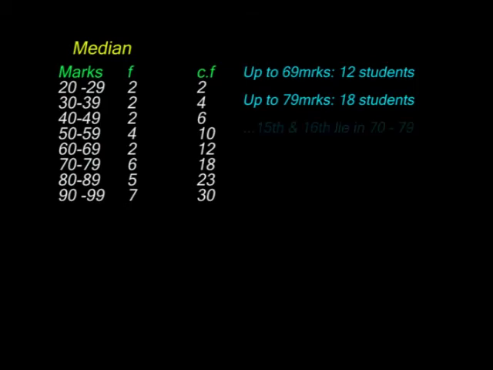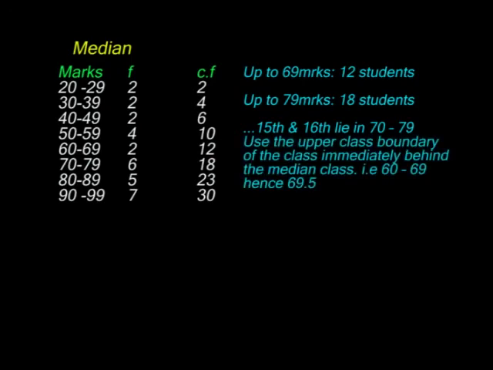Now this means that the 15th and 16th positions lie in the class of 70 to 79. It's very easy to see that. Why? Because the class behind it had a total of 12 students, yet we want the 15th and 16th positions. Those positions lie in the class of 70 to 79. Now to find the median, we use the upper class boundary of the class just behind the median class. So in our case, the median class we've said is 70 to 79. So the class behind it is 60 to 69. Its upper class boundary is 69.5.